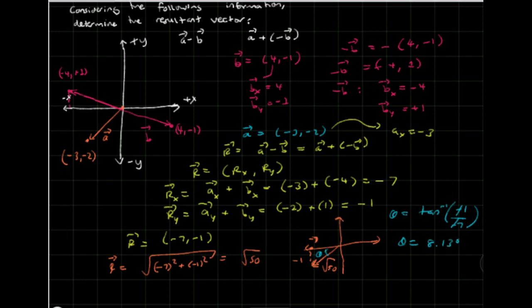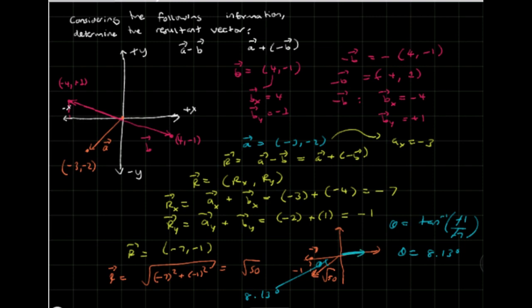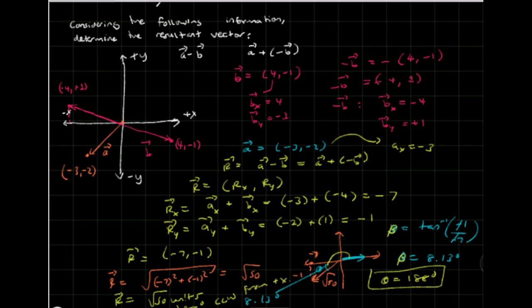If you wanted to write this in terms of the positive x-axis, you're doing a full rotation. It's going to be 180 plus the 8.13, which is about 188. So theta is equal to 188 degrees. Let's say this was beta instead. Beta is a related acute angle, our angle associated with it. So the magnitude of vector r is square root 50 units, and it's 188 degrees counterclockwise from positive x. Okay, guys?